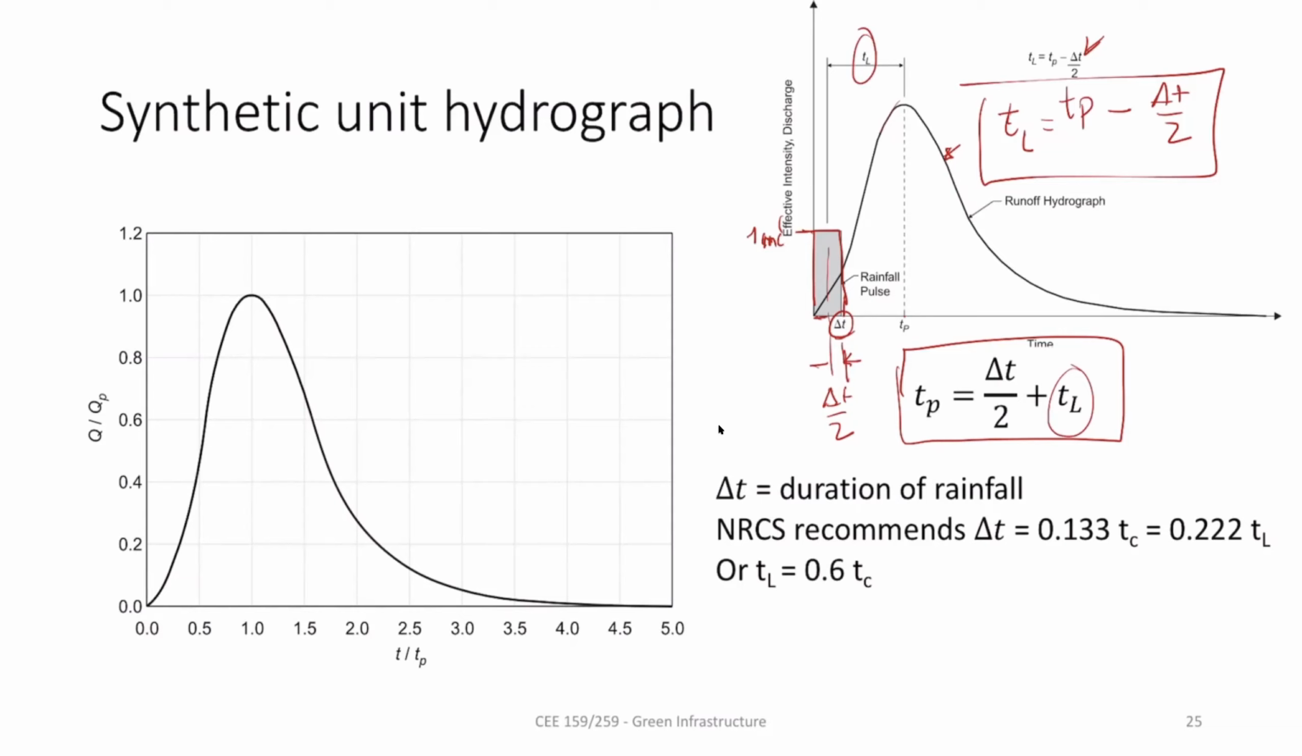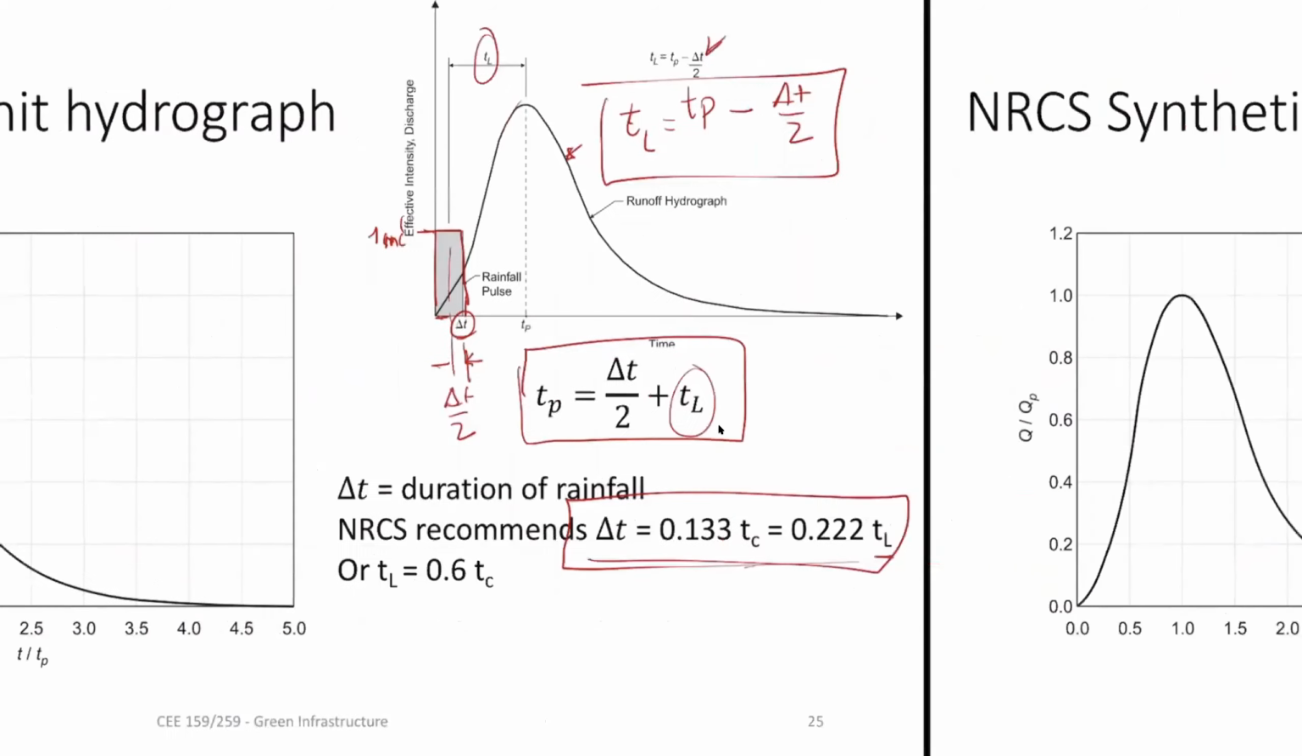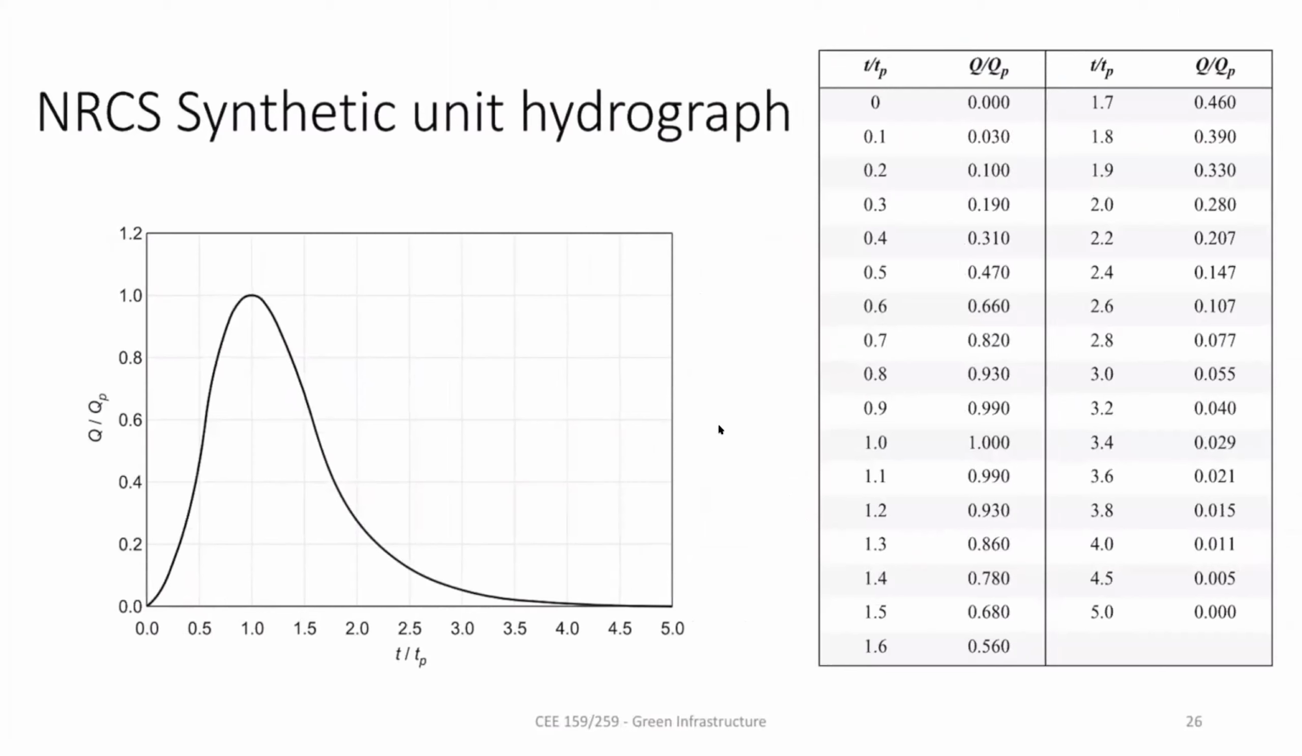Here I write delta T is the duration of the rainfall. And for this particular method, there are certain assumptions you can make. The rainfall duration would be 13% of the time of concentration or 22% of lag time. These are assumptions you can make. This is based on multiple data points, and they give you some way to correlate. So for every rainfall pattern, this is something given to you.